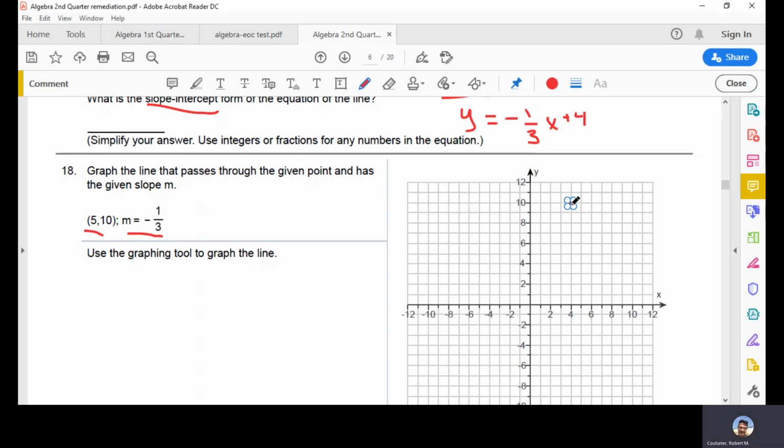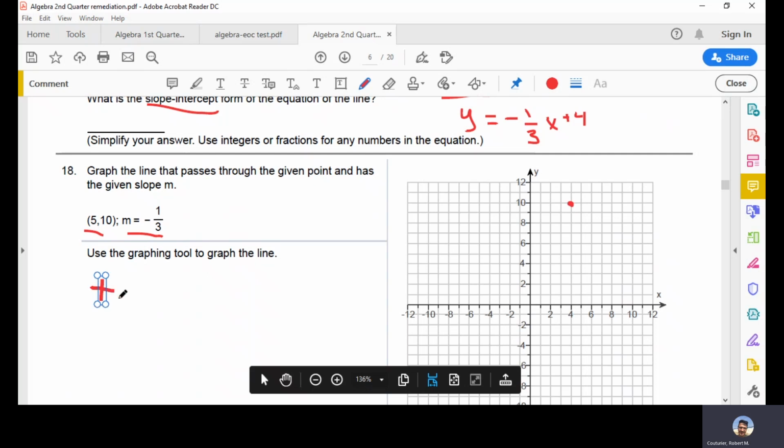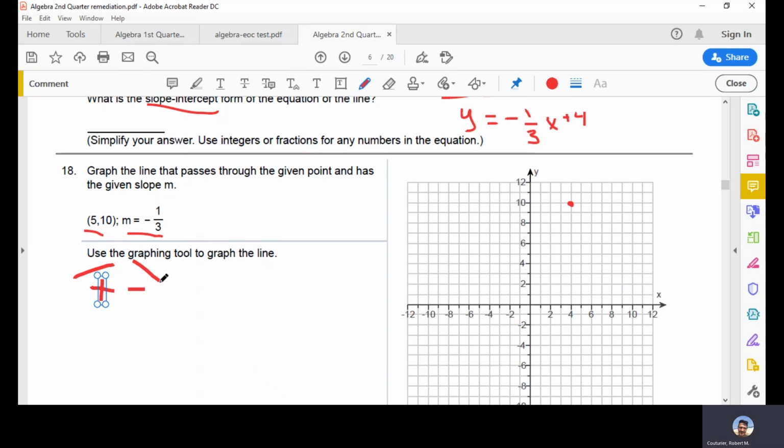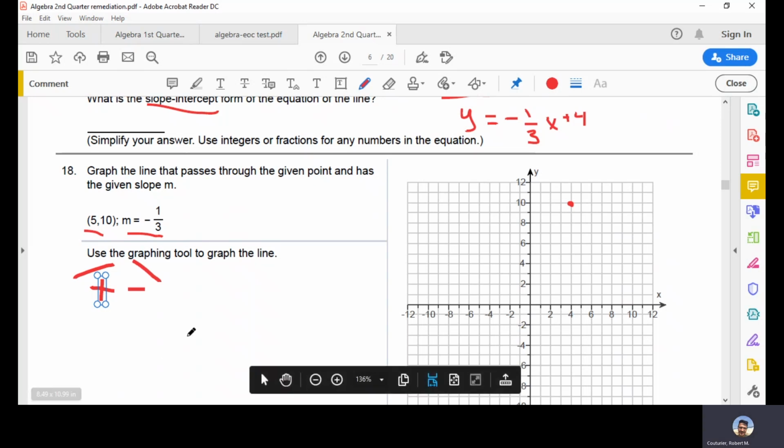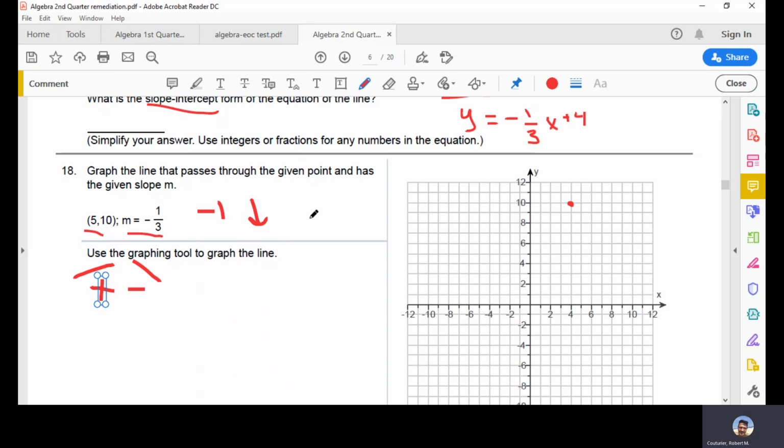Make it bigger so we can see. Perfect. Okay. Now what do we do? Well, we have to apply a slope. Remember, this is a negative slope. So Mr. Slope's eyes help to tell us what slopes look like. A negative slope should be going down. Rise over run. So you have negative 1. Negative 1 means you're going to go down 1 unit. Positive 3 would then mean you're going to go to the right 3 units.